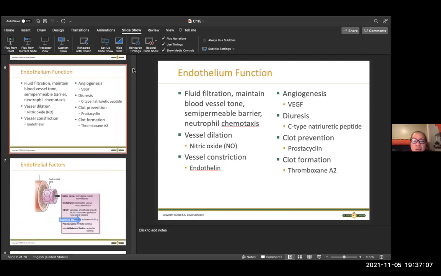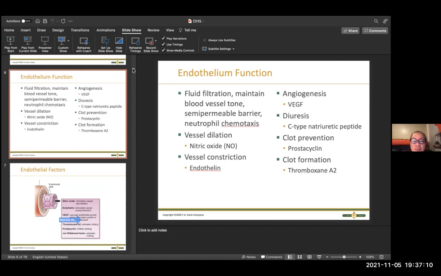I'm looking at the diuresis and the C-type natriuretic peptide. Clot prevention: prostacyclin. And clot formation: thromboxane A2. Anything that has something to do with thrombocytopenia or thrombus is about platelets. So, platelets are responsible for what? Clot formation. I look at VEGF, it is the growth factor. So these are the endothelium functions.